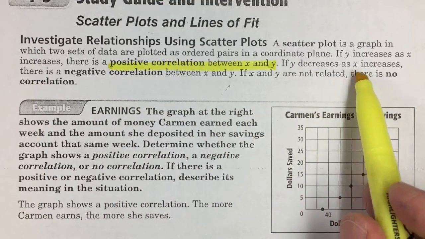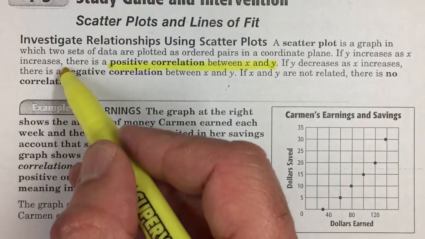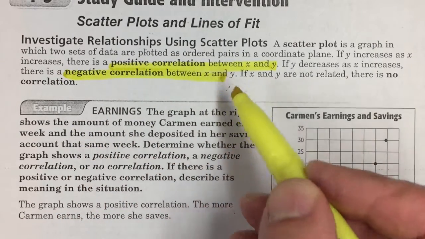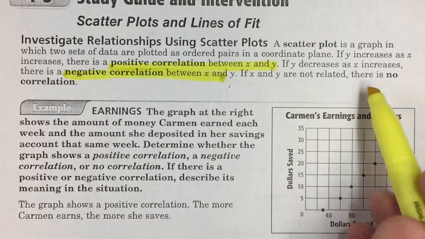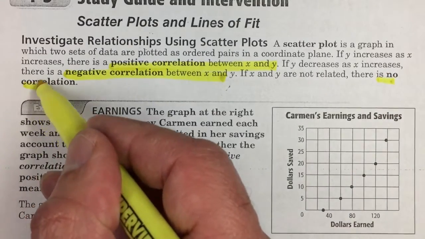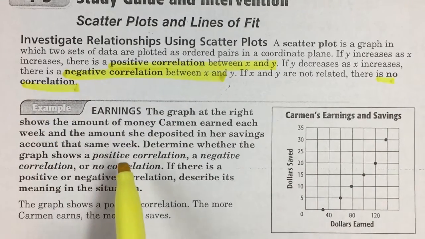If y decreases as x increases, there is a negative correlation between x and y. And if x and y are not related, there's no correlation. Let's see example number 1.